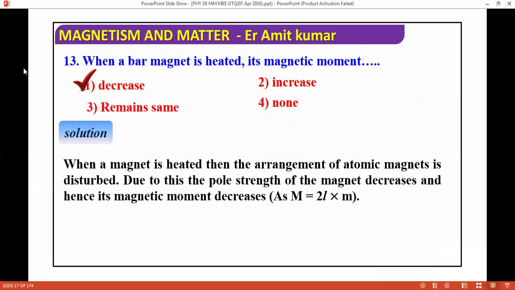Its magnetic moment will decrease. When heated, the arrangement of atomic magnets is disturbed. Because of that, the pole strength of the magnet decreases, and hence its magnetic moment decreases. That is, M equals 2L into m. So I hope all of you understood the concept. Next question, we are moving ahead.